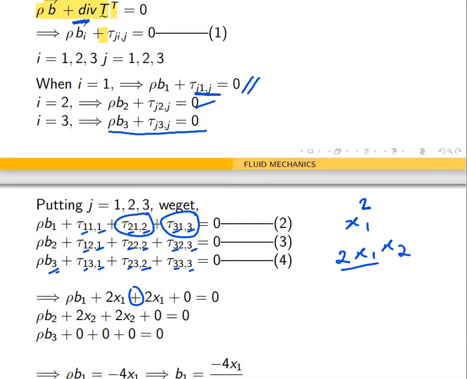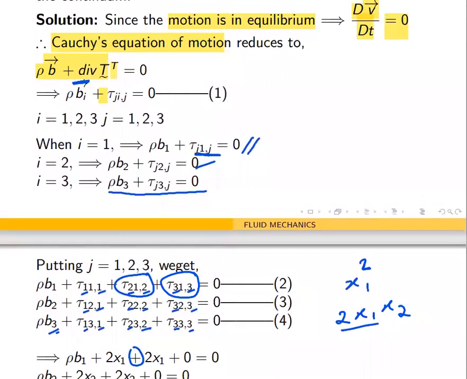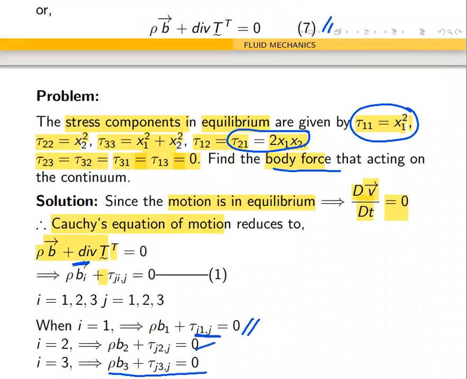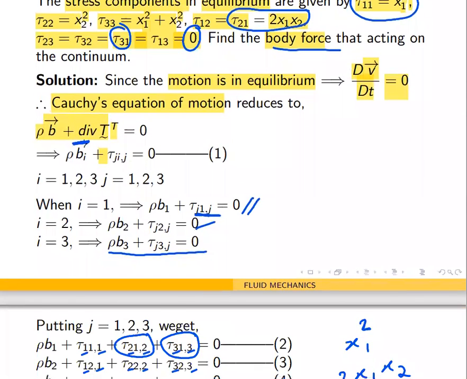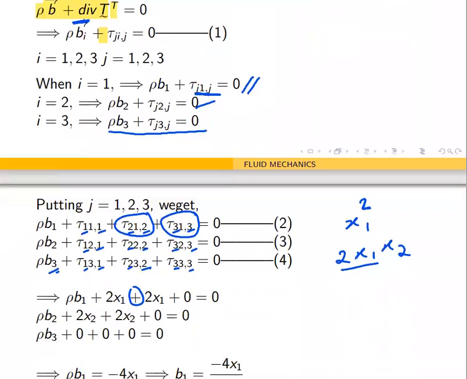With respect to x3 I have to differentiate. So what is tau 31? Tau 31 is nothing but 0. So 0 differentiated with respect to x3 is 0, and equal to 0 from equation 2. That is our equation 2.